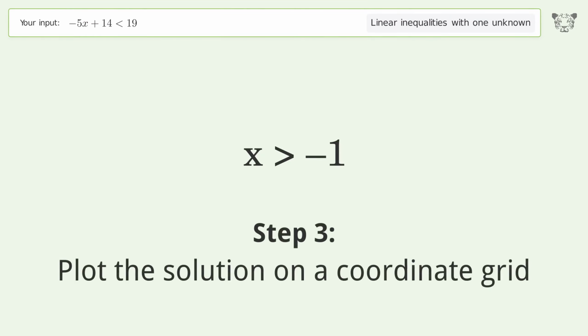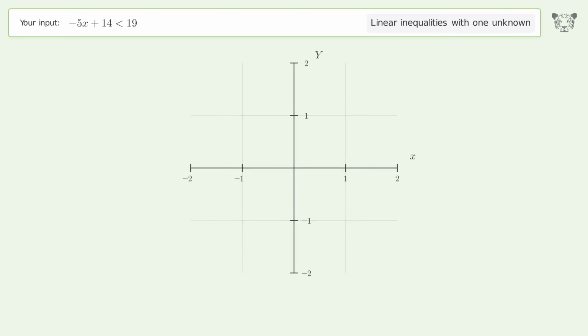Plot the solution on a coordinate grid. And so the final result is x greater than -1.